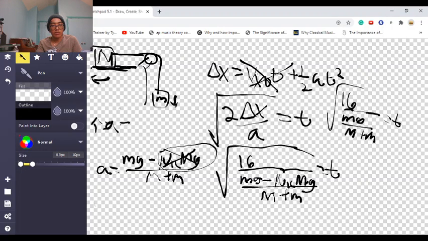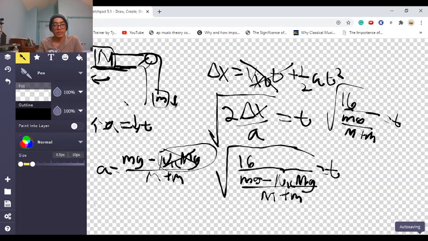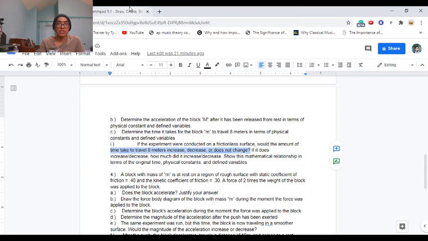And by increased acceleration, what do we do? Well, go back to this problem. We know that if we increase the acceleration, the fraction, or this number, becomes smaller. In that case, time becomes smaller. So the answer is that by conducting the same experiment on a frictionless surface, the time it takes would decrease. And the question states, how much does it decrease?